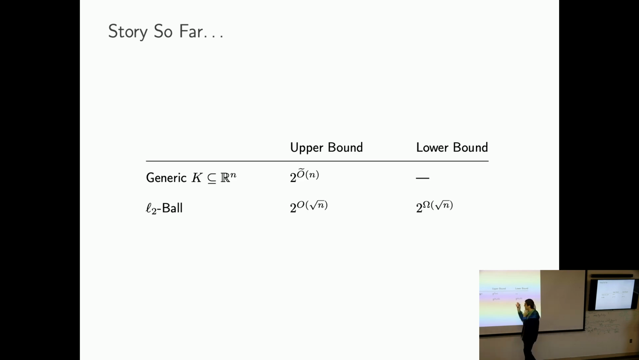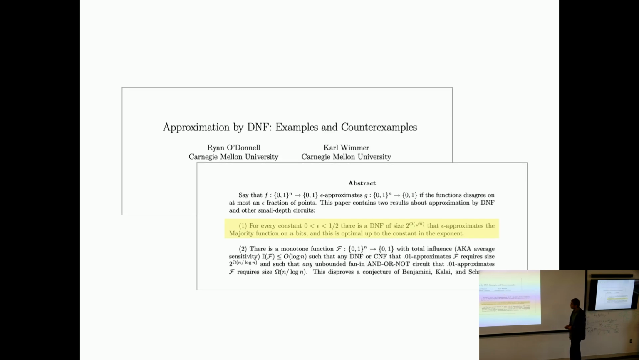So maybe it is extremal and there's a better upper bound, which would be super cool. But for a while we were pessimists, and we were trying to look for sets which are hard to approximate. So let's go back to this paper of Ryan O'Donnell and Carl Wimmer. If you keep reading the abstract, you'll see that they actually prove an exponential lower bound in this paper.